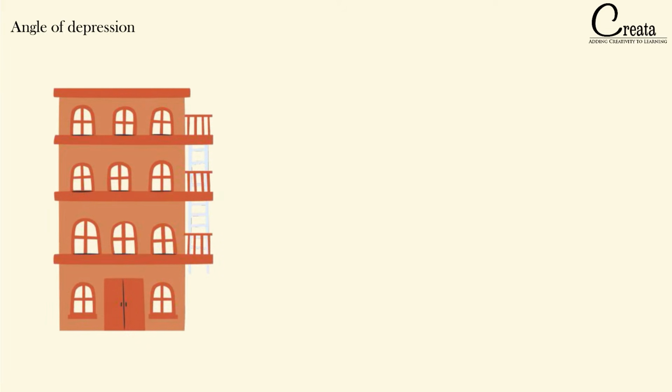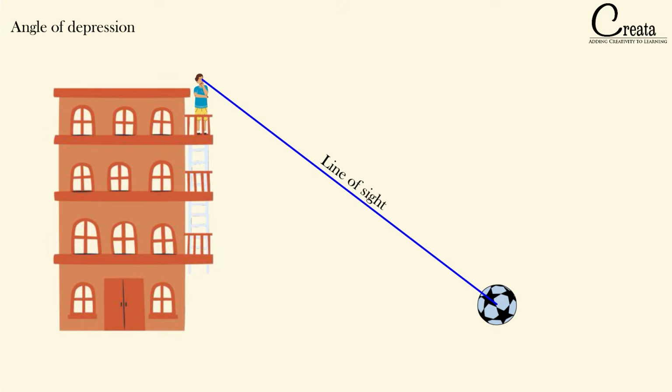Let's move to the next term, that is angle of depression. To understand this, let's again take a building, but now the person is standing on one of the floors of that building and that person is looking downward to an object. For example, here the object is a football. This line will be the line of sight, the imaginary vision line. So this line is the line of sight and the angle formed between the horizontal line and the line of sight is the angle of depression.